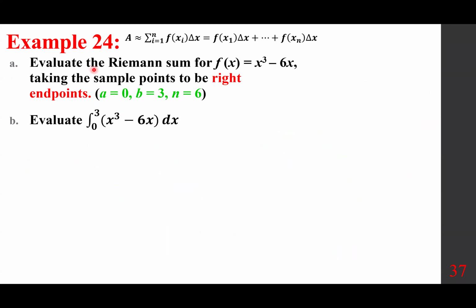So part A, question example 4: evaluate the Riemann sum for the function f of x equals x cubed minus 6x, taking the sample points to be the right endpoints. Here a is 0, b is 3, and n is 6. So we're going to use the right endpoints to evaluate this. I'll show you how to do that. We've done this before for the right endpoints, left endpoints, and the midpoint. And then they want us to evaluate this.